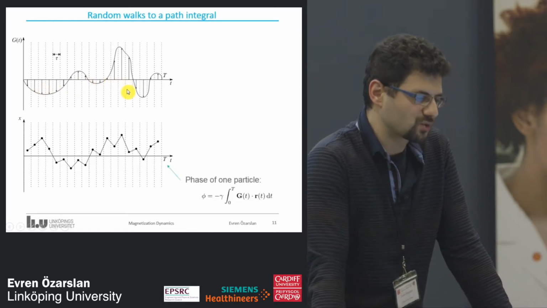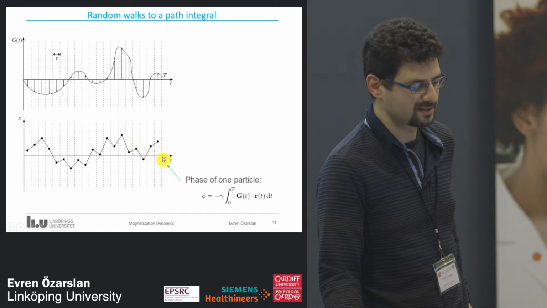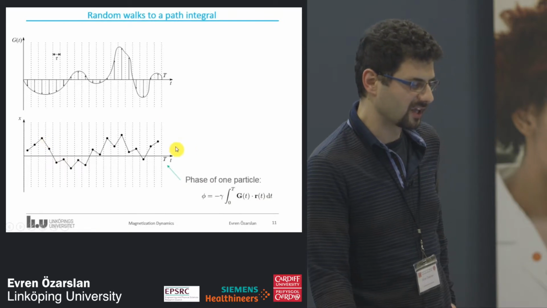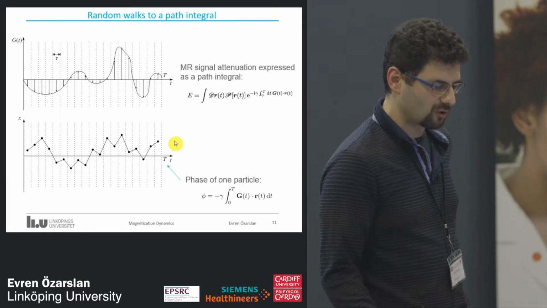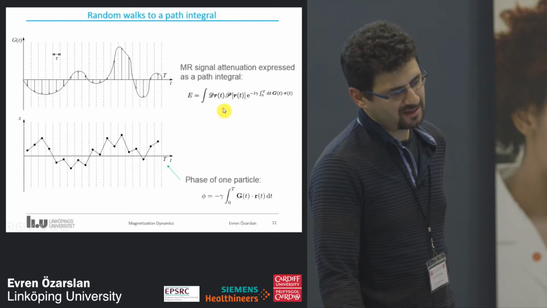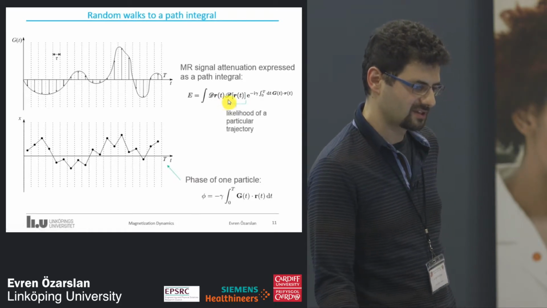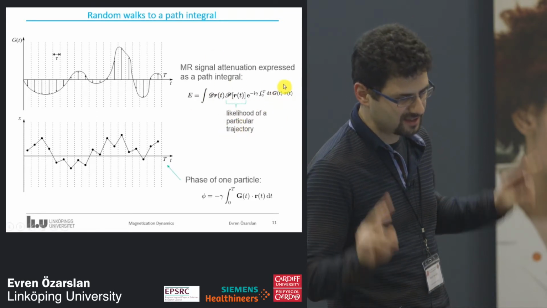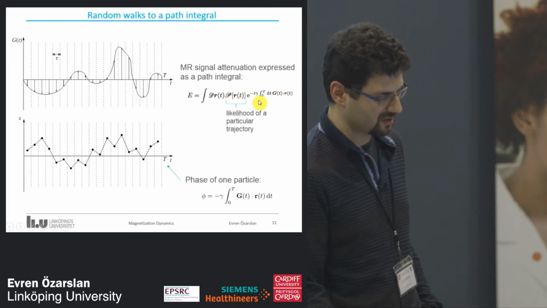And if you track just one particle, you'll see that its phase at the end of the pulse sequence will be given by this integral. This is the 3D version of what I illustrate here for 1D. And of course, if you're interested in the overall signal, then you have to consider all possible trajectories. And that's why it's an integral. It's defined by an integral over trajectories. And this represents the likelihood of a particular trajectory. And this is the so-called signal from a single spin following a particular trajectory. So if you integrate over all trajectories, you obtain the signal.